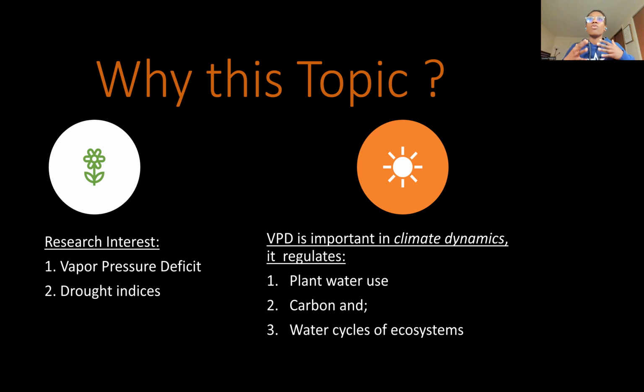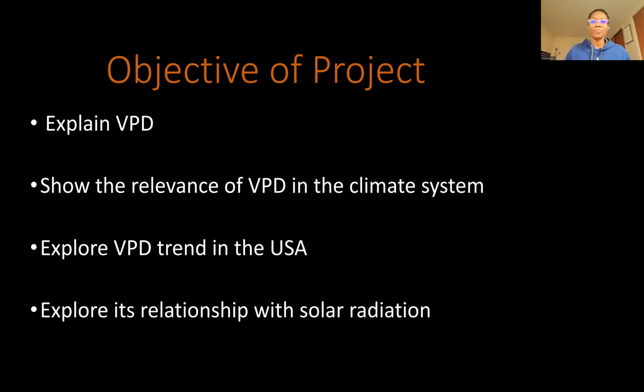I wanted something relevant to me, but also relevant to the purpose of this class. So VPD is very, very important with climate dynamics. First, because it takes into consideration so many things, like the measure of water vapor and the measure of the atmospheric demand of water. So it also regulates plant water use, carbon and water cycles of ecosystems. So very, very important. I'm trying to hype what I do here, but very, very important for climate dynamics.